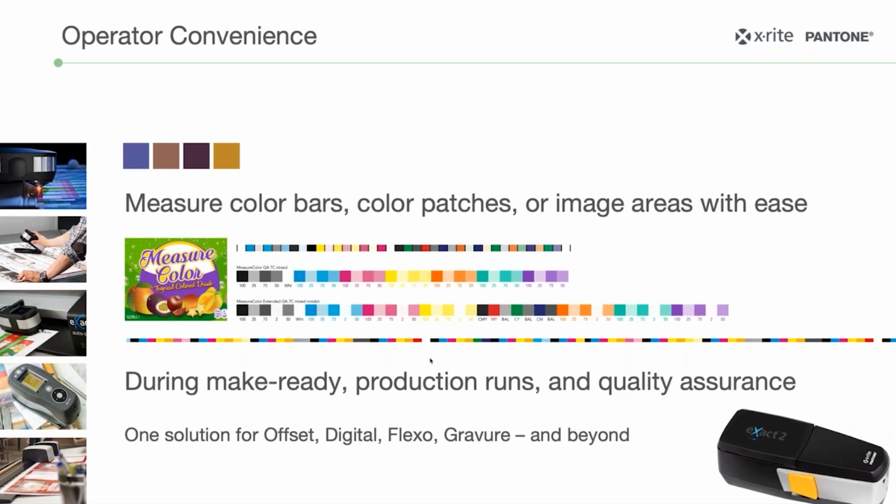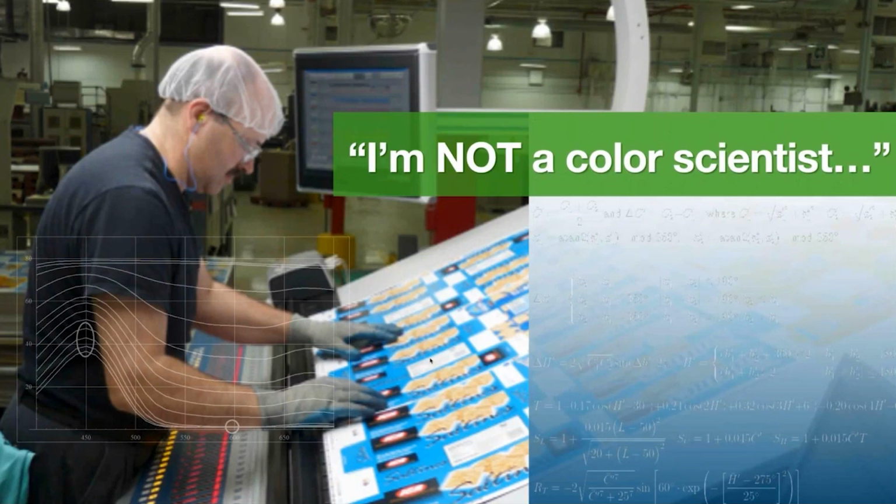Now, measuring color, you may say, that is something that I already do for quite some time. I have my spectrophotometer and I can measure my color patches. Sometimes I use my measuring device like an Exact2 to scan a color bar and I have my measurement results. So why or where is MeasureColor different? Let me tell you a small story about where MeasureColor started.